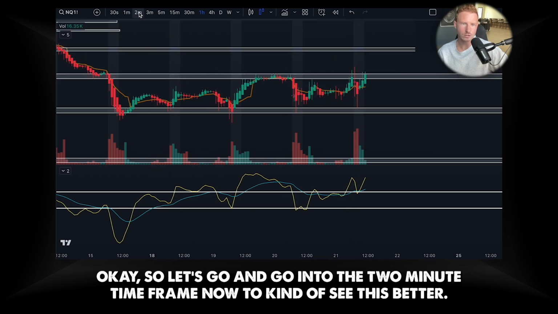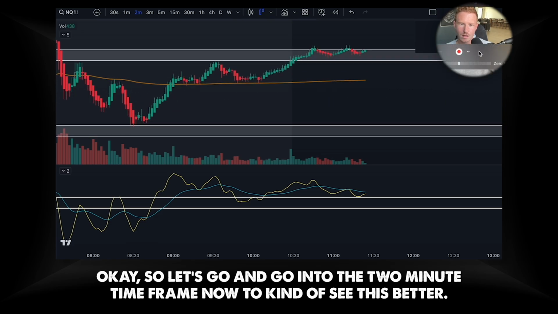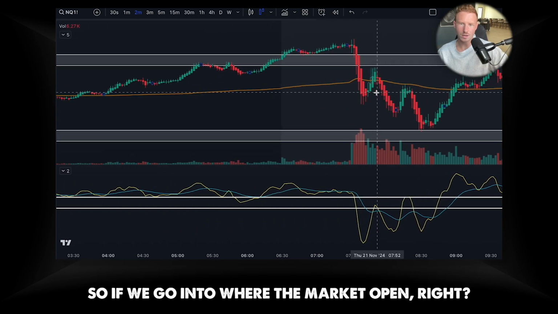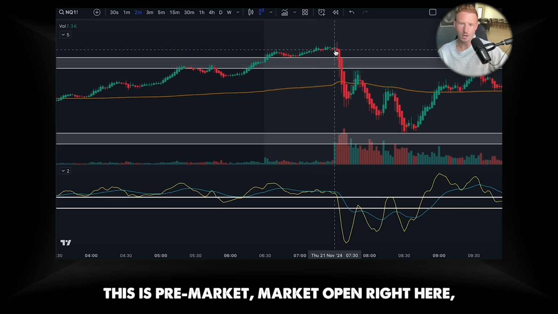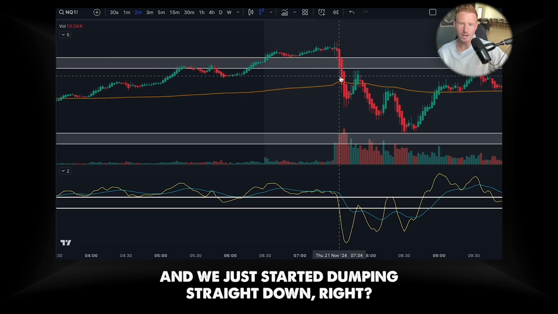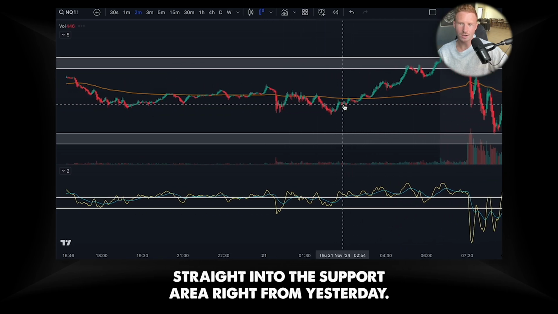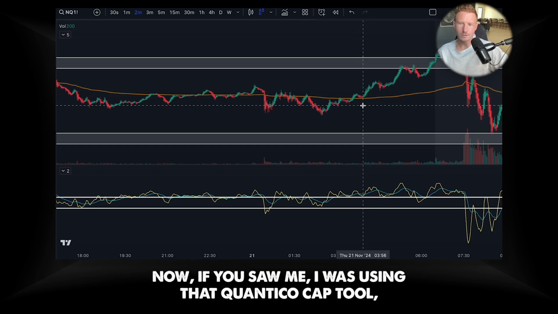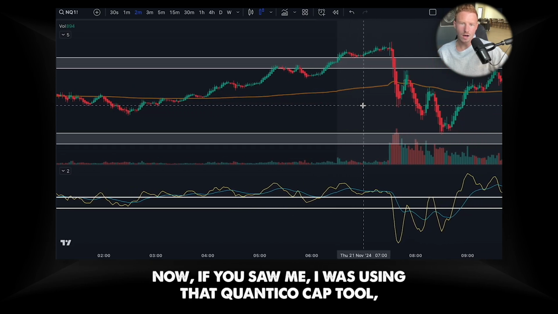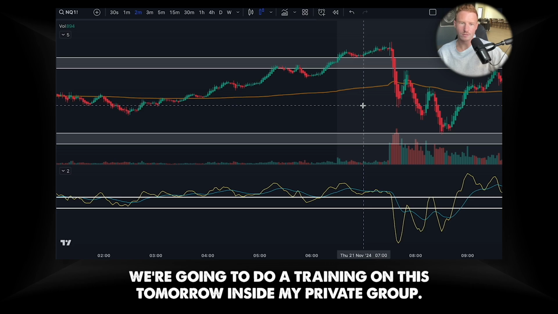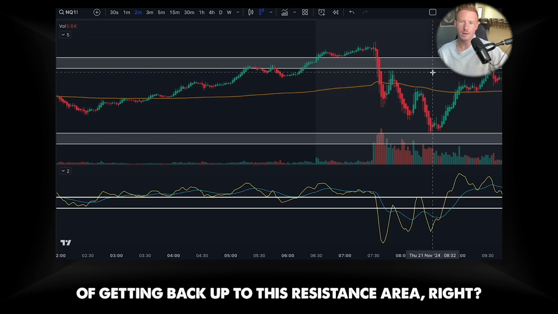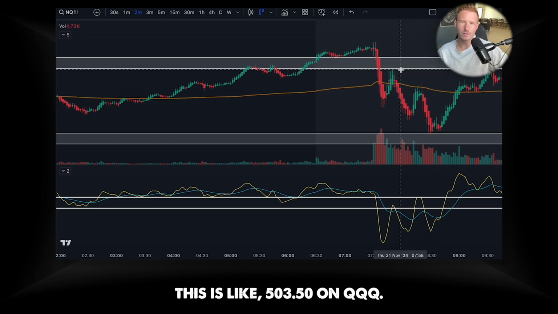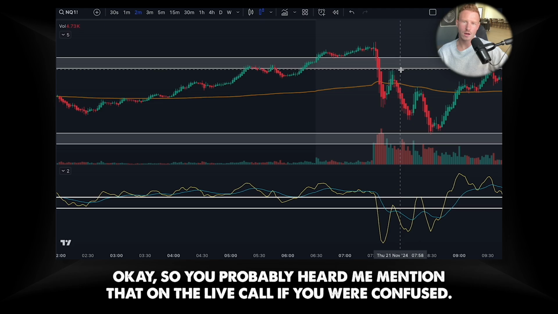Okay, so let's go into the 2-minute time frame now to see this better. If we go into where the market opened, we look like we're trying to get over this resistance area. This is pre-market, market open right here, and we just started dumping straight down into the support area right from yesterday. Now, if you saw me, I was using that Quantico Cap tool. We're going to do a training on this tomorrow inside my private group. But this is basically telling us that we have a high chance of getting back up to this resistance area. This is like 503.50 on QQQ. So you probably heard me mention that on the live call if you're confused.